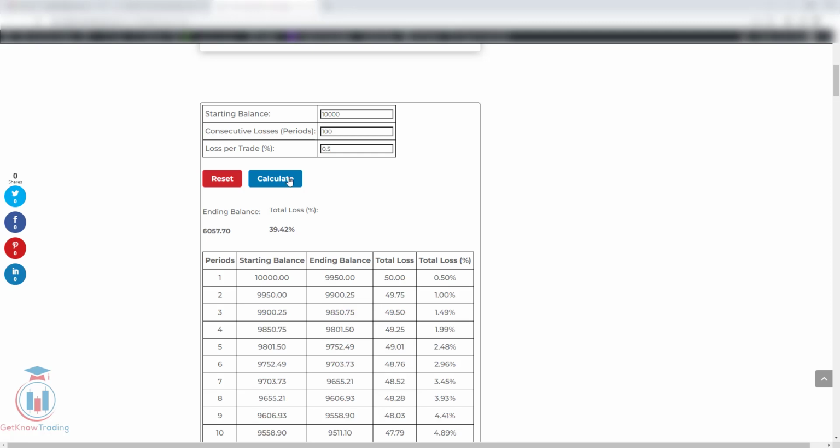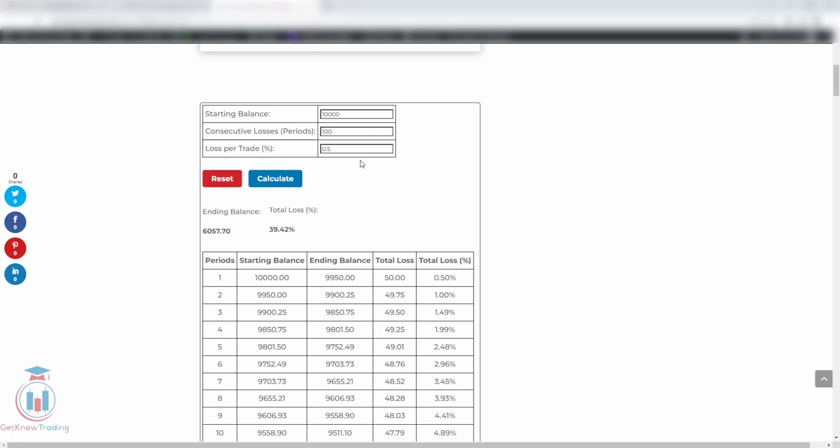If you put here 0.5, you will get information on how the loss per trade, which means the risk per each trade, influences your trading account balance. For example, with 100 trades, you would end up with only a $39.42 loss, which means you have enough money to return back to the starting balance and start making money. So if your trading strategy has a 50% winning rate, you can get back up quickly if you have a risk per trade of 1 against 2 or 1 against 3.